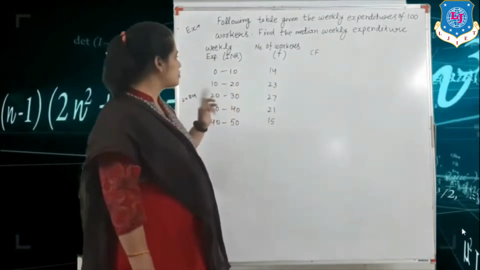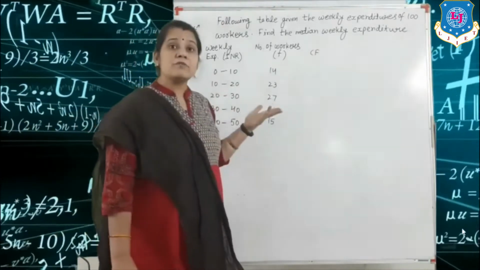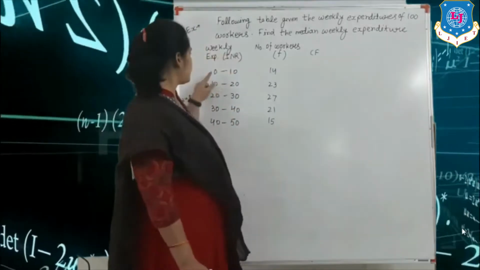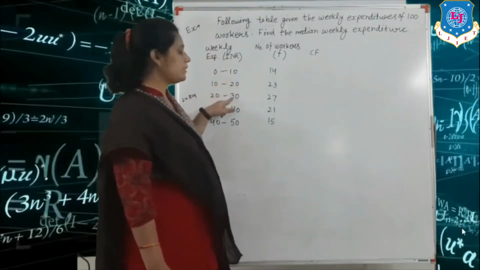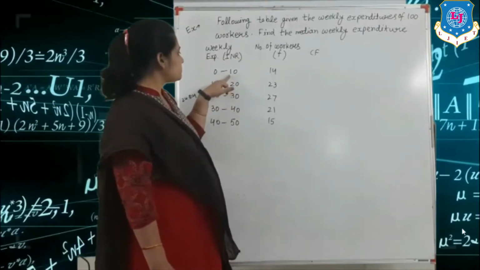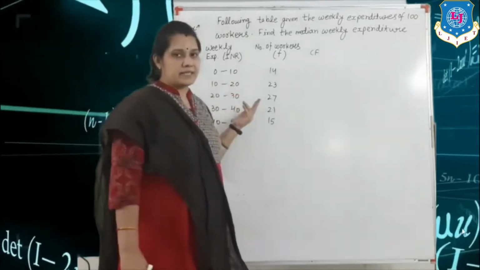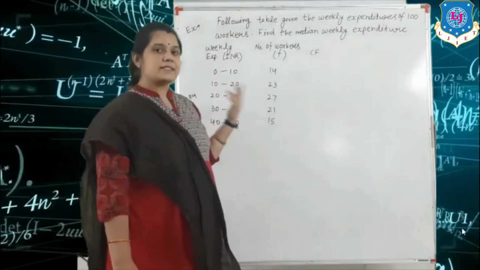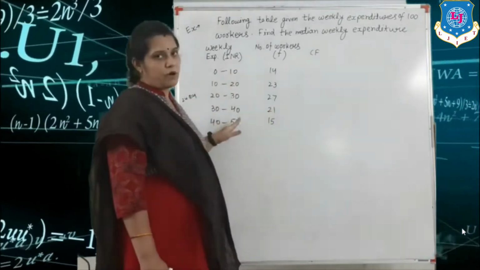So first you check whether your class interval is given in inclusive form or exclusive form. That means, if your class interval is given as 0 to 10, 10 to 20, 20 to 30, the upper limit is equal to the lower limit of the next class interval. The upper limit is 20, so the next class interval's lower limit is 20. So this is the exclusive form.